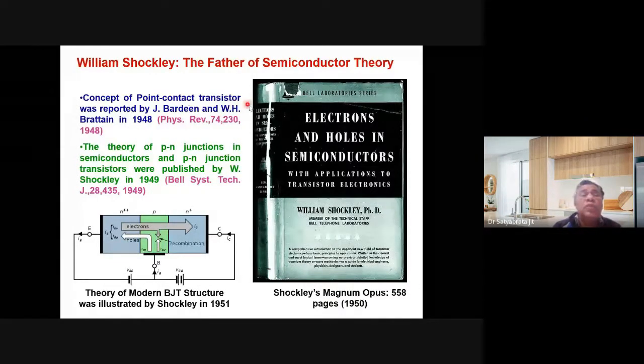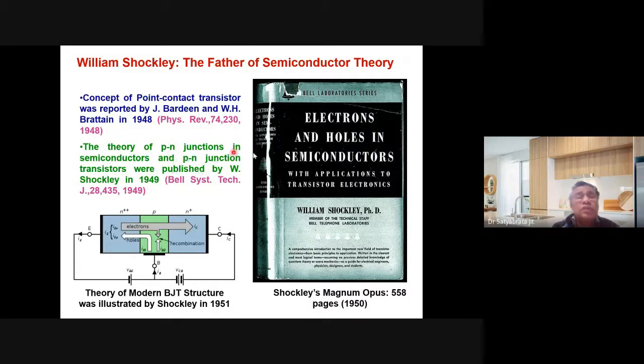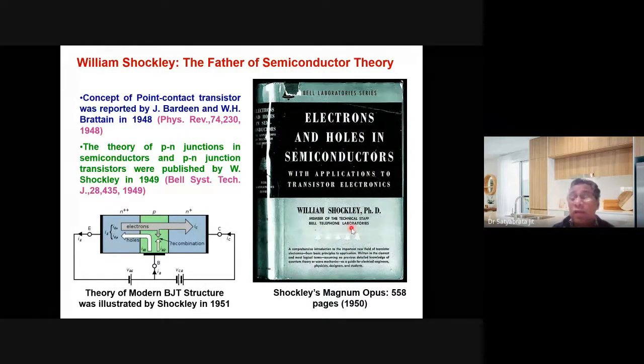Basically, they demonstrated the point contact transistor in 1948, and then the theory of PN junctions in semiconductors and PN junction transistors was published by William Shockley in 1949, with the concept of the BJT. Now, this is the remarkable book where the concepts of electrons, particularly the concept of holes, and their various statistics which are used in semiconductor device analysis were published by Shockley in 1950.